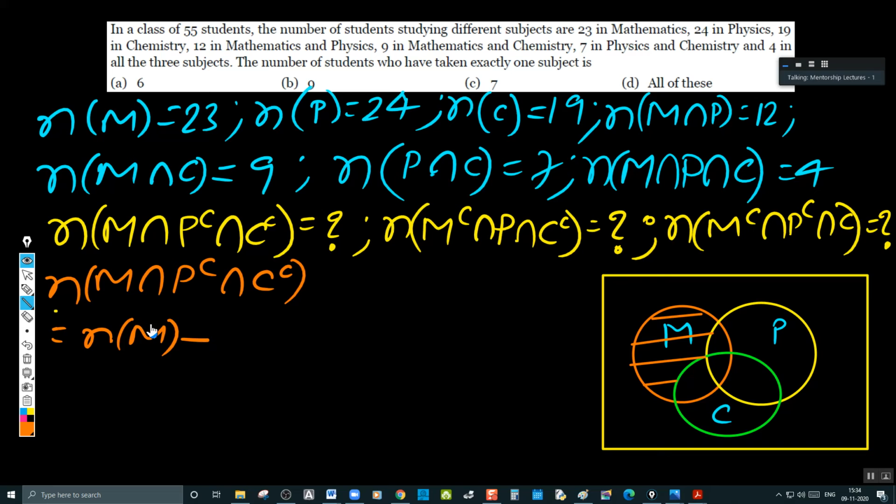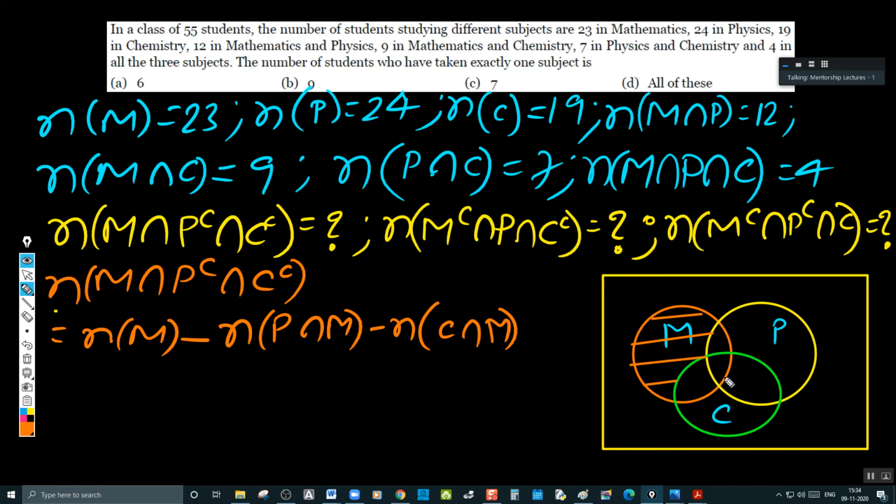But if you write n of m, you know what happens? The entire thing comes here, and this is there, and this is also there. This is to be subtracted. Come on, tell me. Minus n of p intersection m. That's good. And also, answer minus n of p intersection m. M intersection with C, yeah.